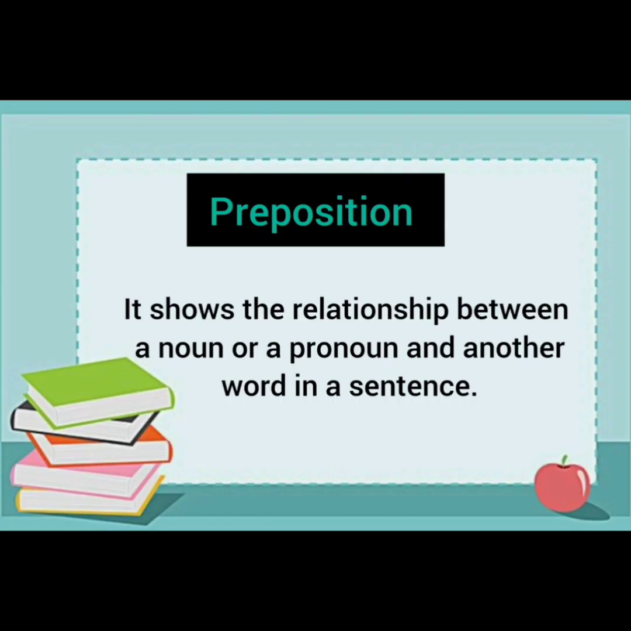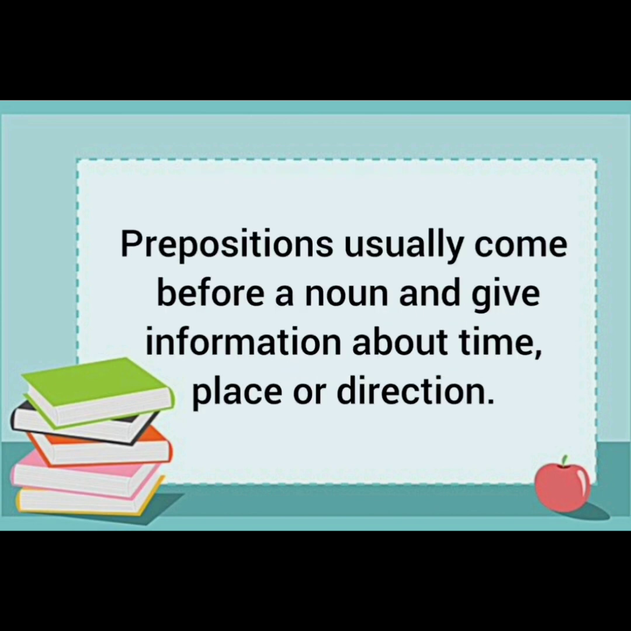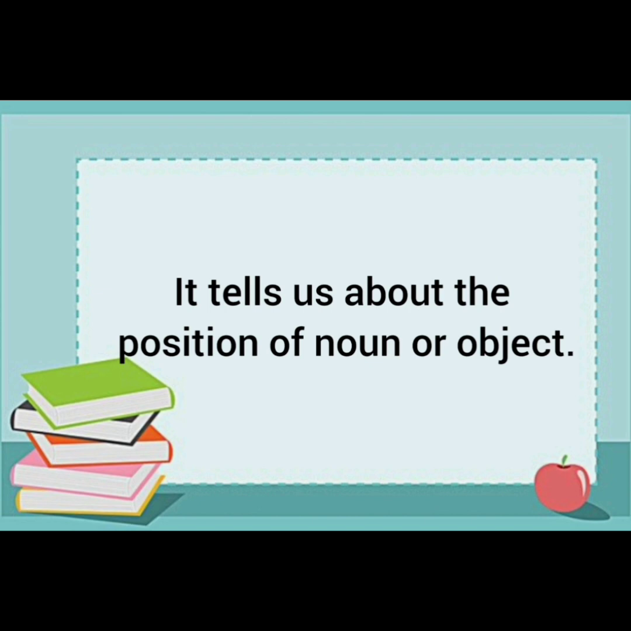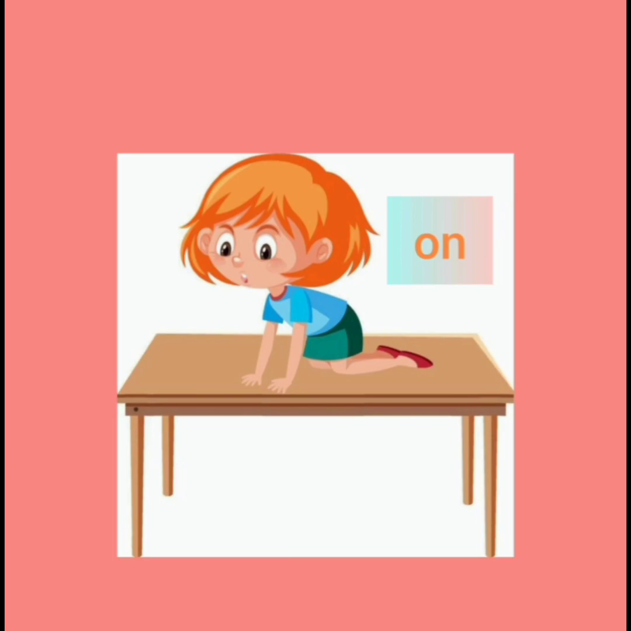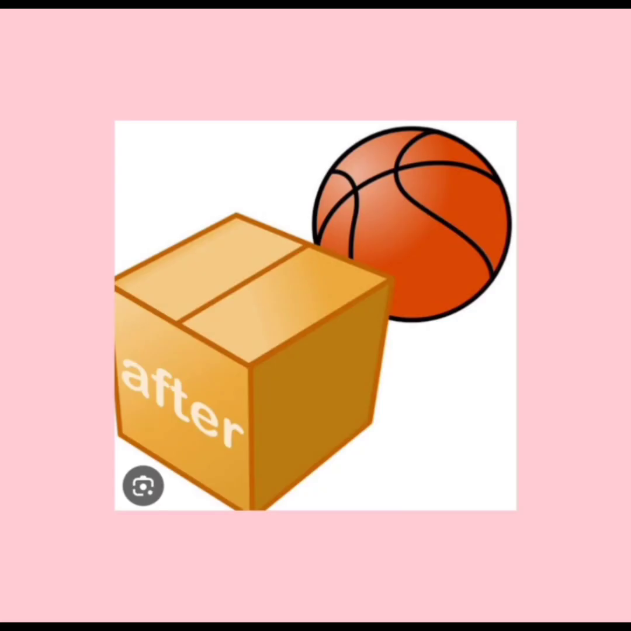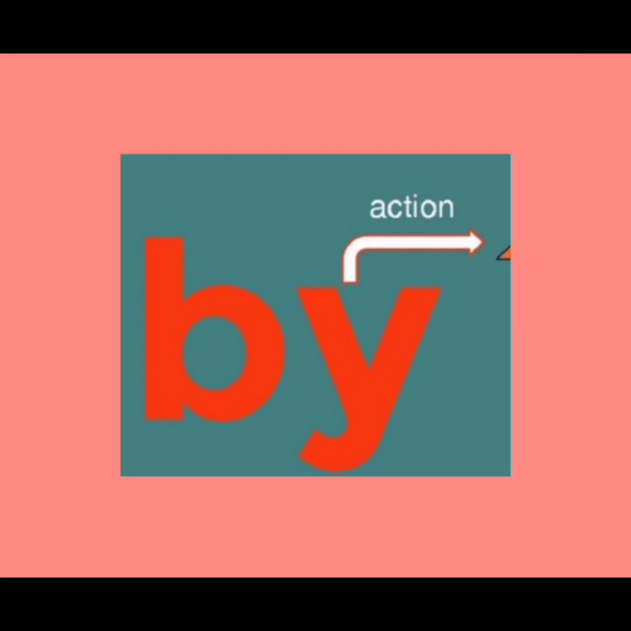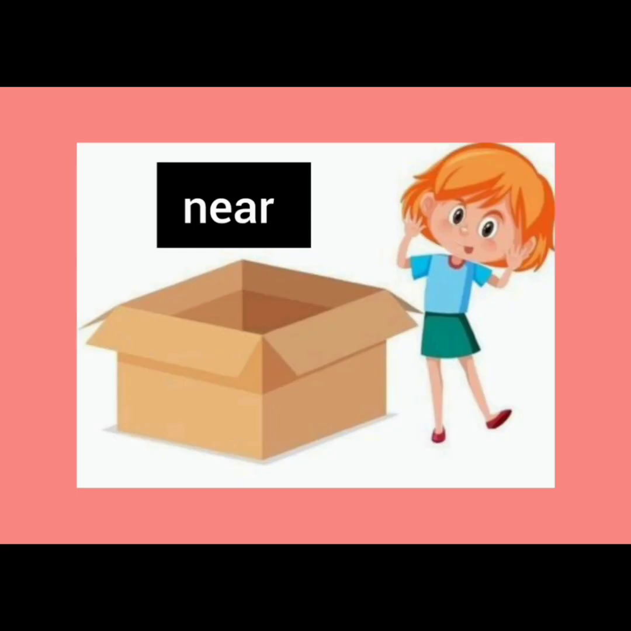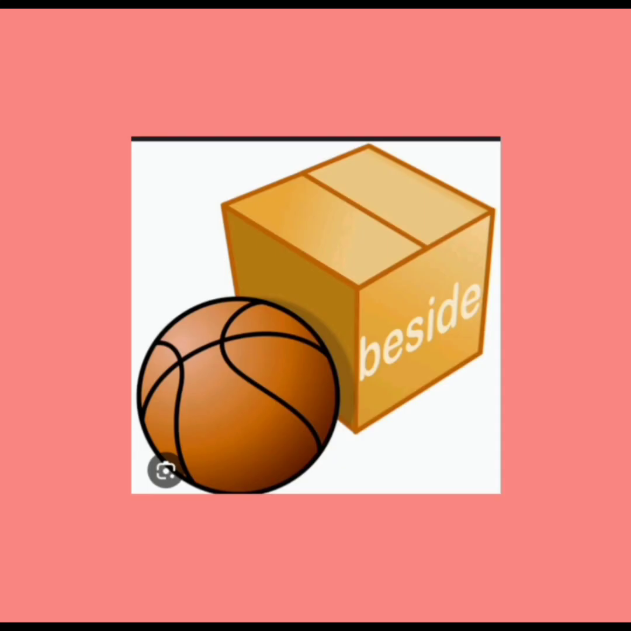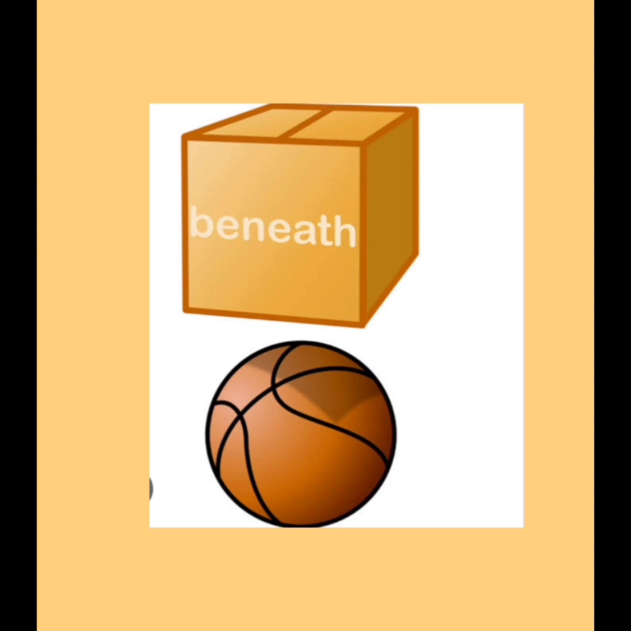It shows the relationship between a noun or a pronoun and another word in a sentence. Prepositions usually come before a noun and give information about time, place, or direction. It tells us about the position of a noun or object simply. For example, in, on, under, between, after, at, of, by, near, out, beside, around, beneath, etc.